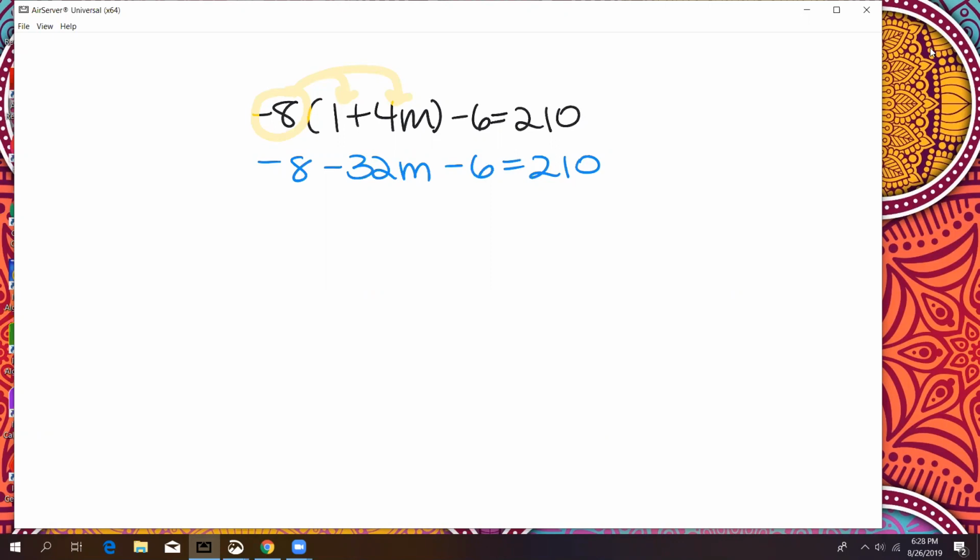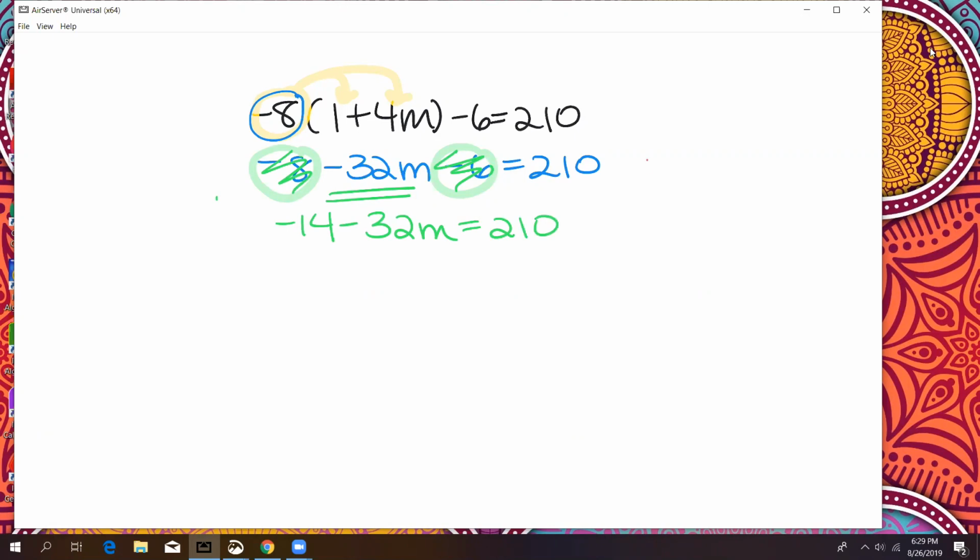All right, so I already distributed. Don't call me after midnight. I distributed. Again, be very careful. Make sure you're distributing the negative 8, not just 8. So you should have negative 8 minus 32m minus 6 equals 210. So then for the call, that's combining like terms. So I am going to combine negative 8 with negative 6. And so the negative 8 minus 6 is negative 14. I'm still left with negative 32m. So minus 32m, and that is equal to 210.